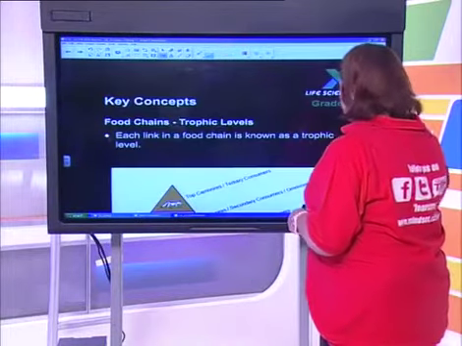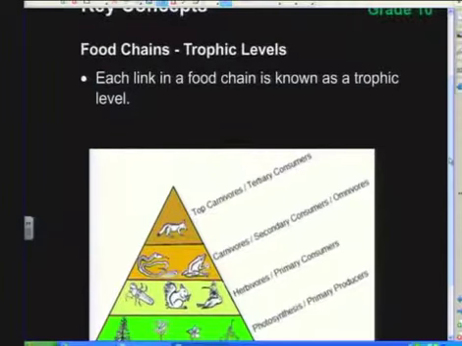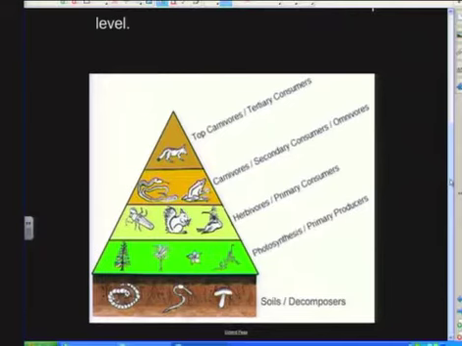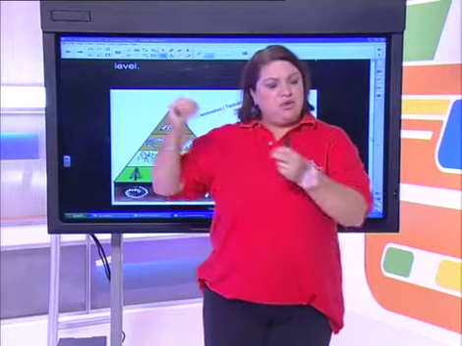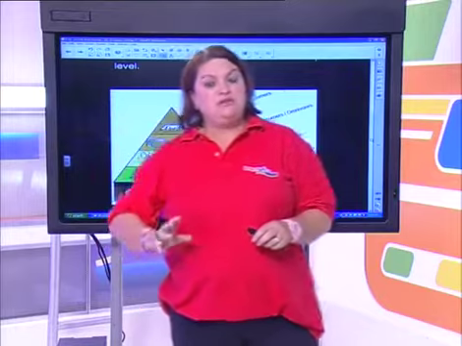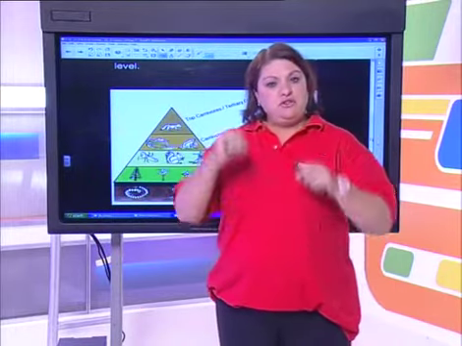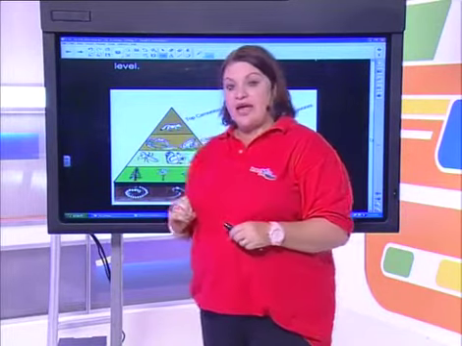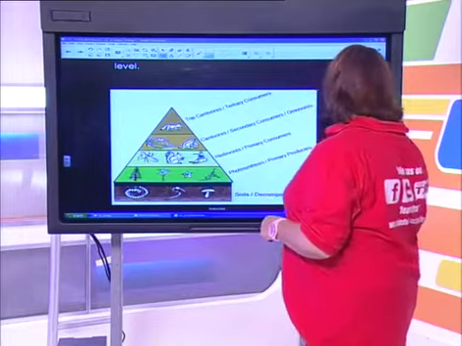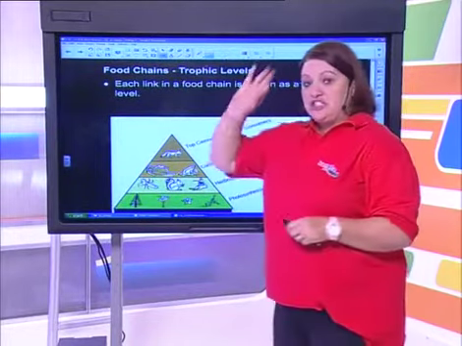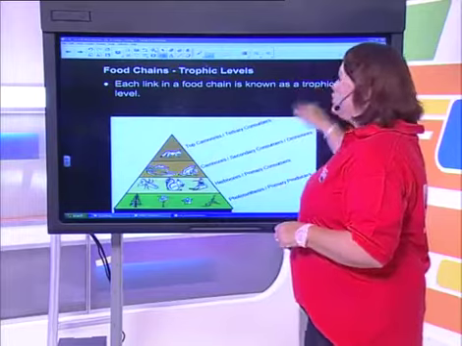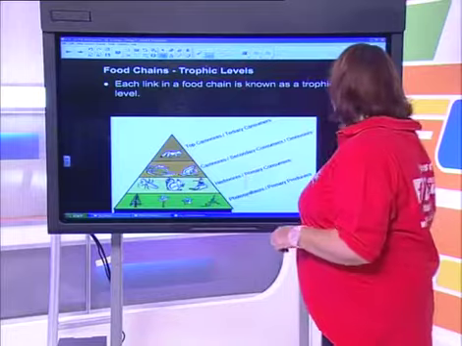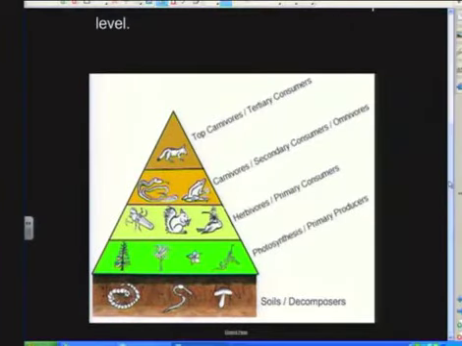Now, you already started me talking about things like herbivores and carnivores, etc. When we refer to the energy, and we're going to look at our pyramids, and we're going to look at food chains, we refer to those different feeding levels as trophic levels. Each link in a food chain is known as a trophic level.